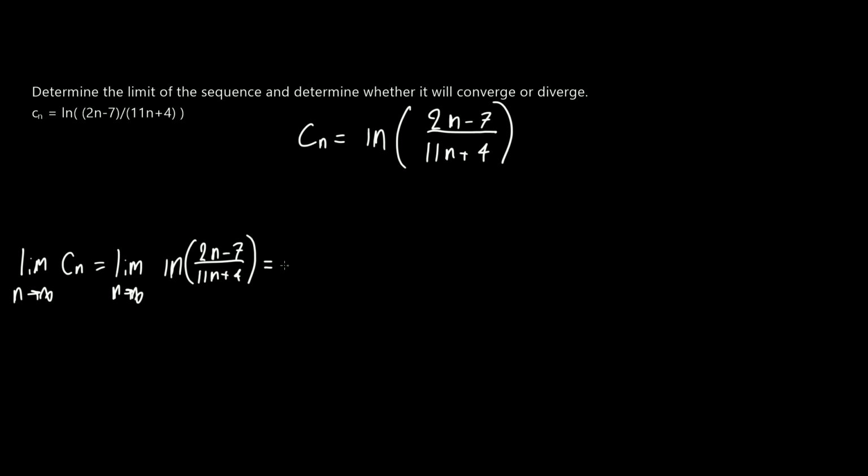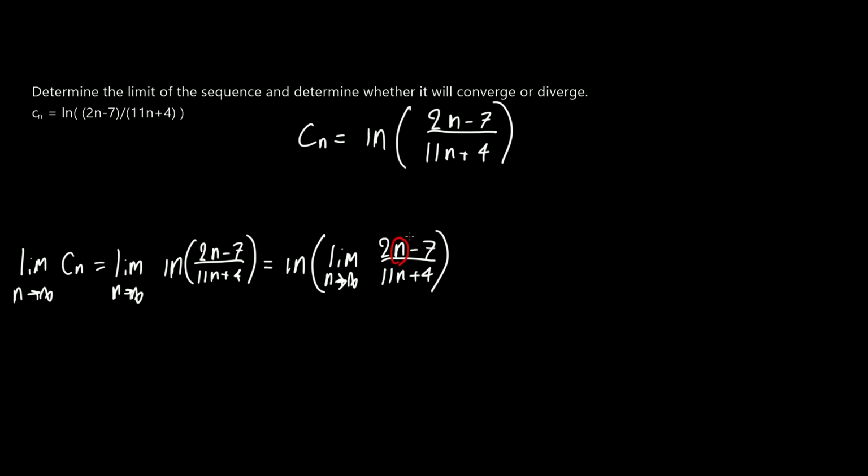So something you can do is just take the natural log of this limit. What I mean by that is just write natural log and then put the limit inside of the natural log. So we're going to have the limit as n approaches infinity of 2n minus 7 divided by 11n plus 4. So now just solve for what's inside of the parentheses, inside of the natural log, and that'll be your answer. And now notice how the variable with the highest degree is the same on the numerator and the denominator.